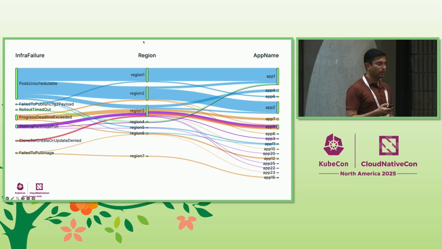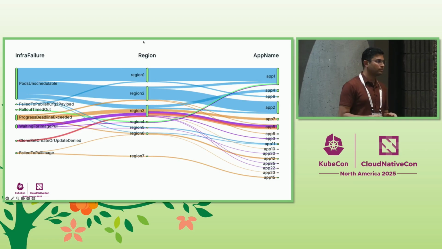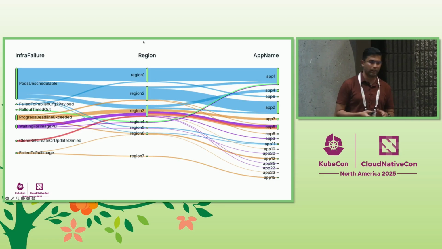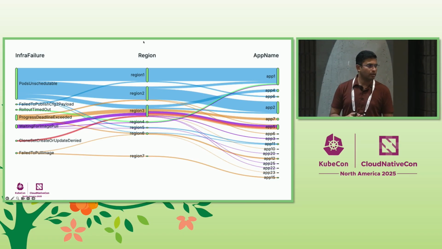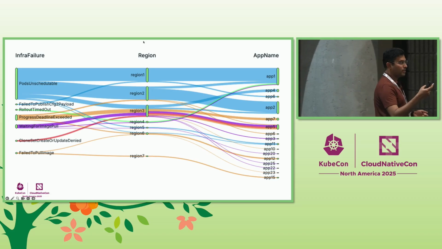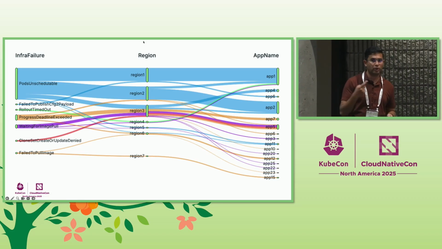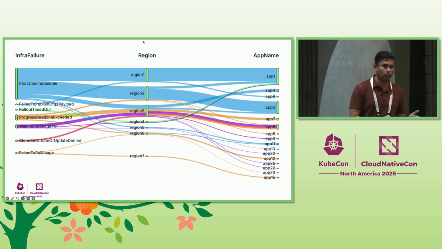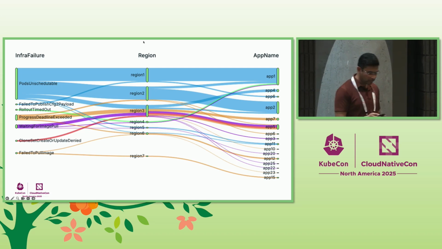We also try to understand where these failures are isolated to. We use a visualization like this, where we can understand, okay, there is a pod unschedulable failure, perhaps limited to region 1 and region 2. It also tells us that application 1 and application 2 are the most affected ones. So this gives us a clear next step, similar to the next steps we gave for Alice.